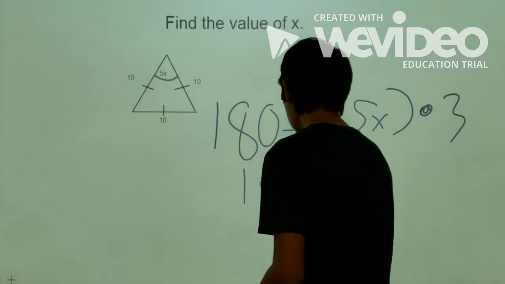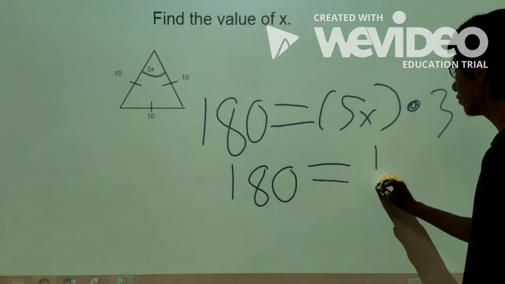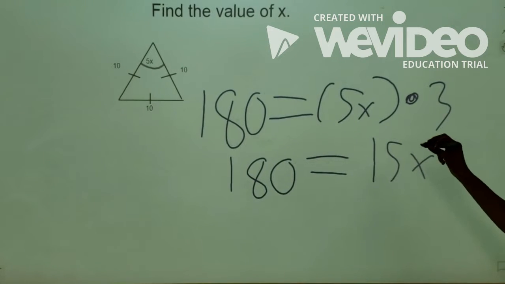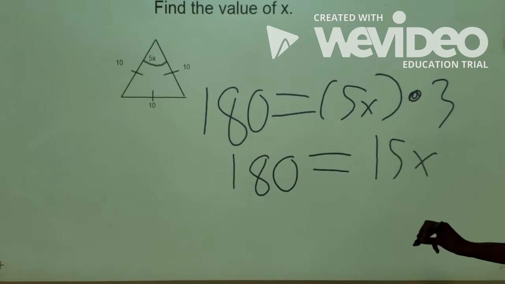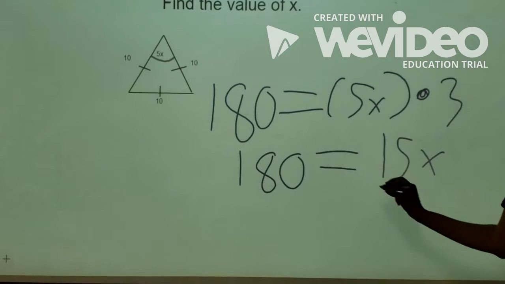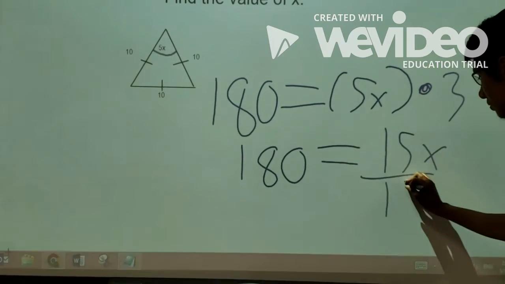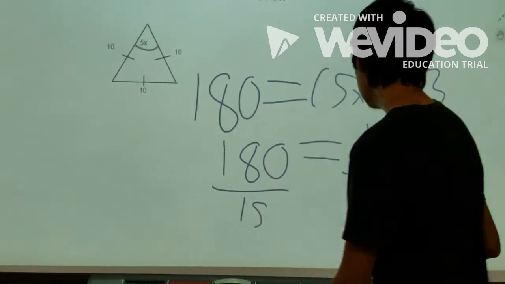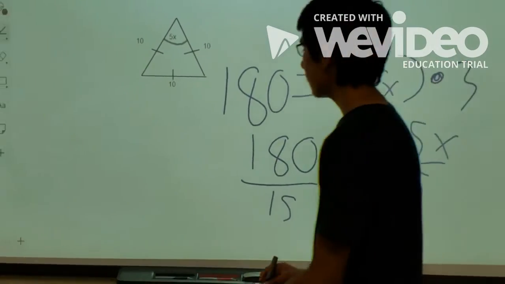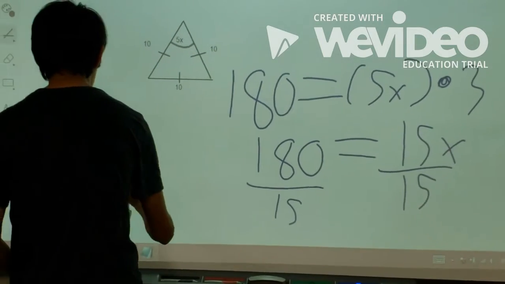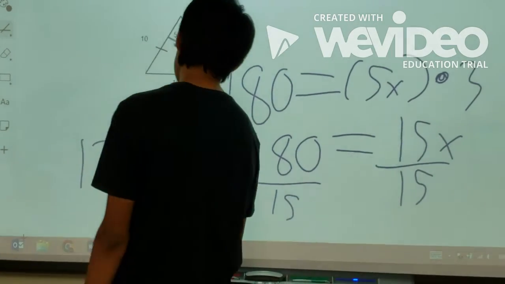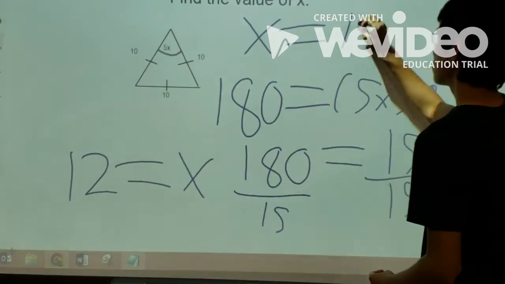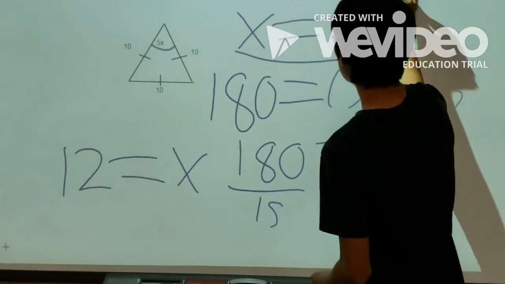So in order to do this, we need to multiply 5x by 3, and that'll equal 180 equals 15x. And the next step is to try to find x by itself. So what we're going to do is divide 180 by 15. So you divide on both sides. And once you divide it, you should get 12 equals x. Or if you want it the other way, x equals 12.